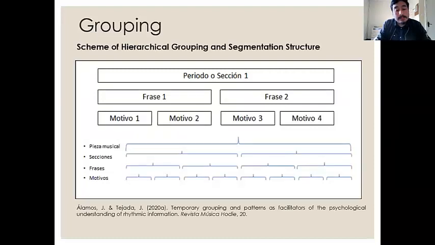Here we see a scheme of hierarchical grouping and segmentation structure based on the generative theory of tonal music by Lerdahl and Jackendoff. This scheme was developed by Alamos and Tejada in 2020.